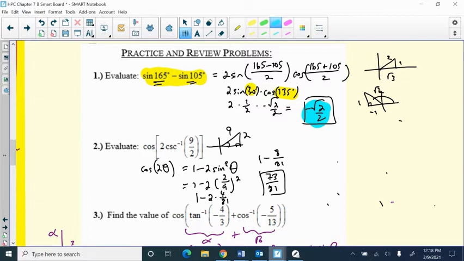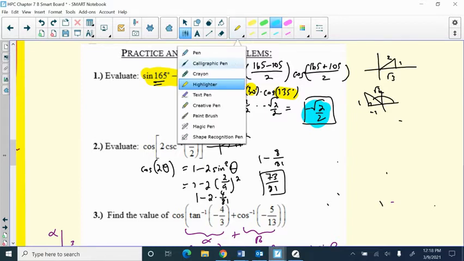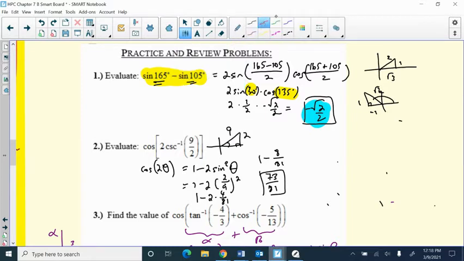Now, question 2 is just part of the review. That's not anything new in terms of a product of sum, but we sort of have to recognize that this is cosine of 2 theta, because any time you have an inverse trig function, so this part right here, that whole expression really represents your theta. So it's asking you to find cosine of 2 theta.